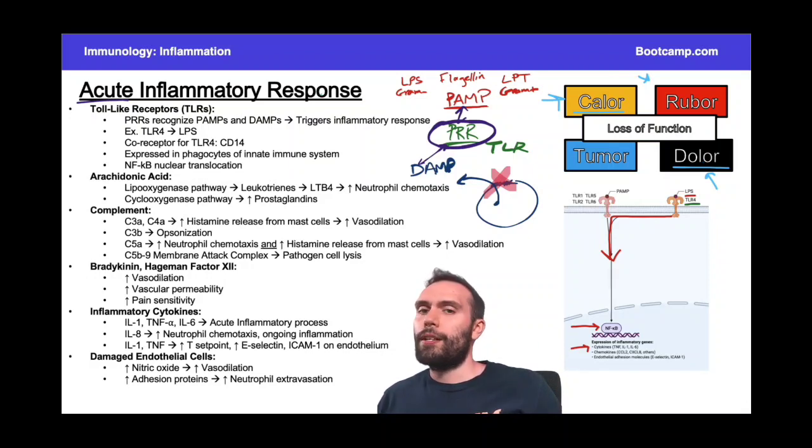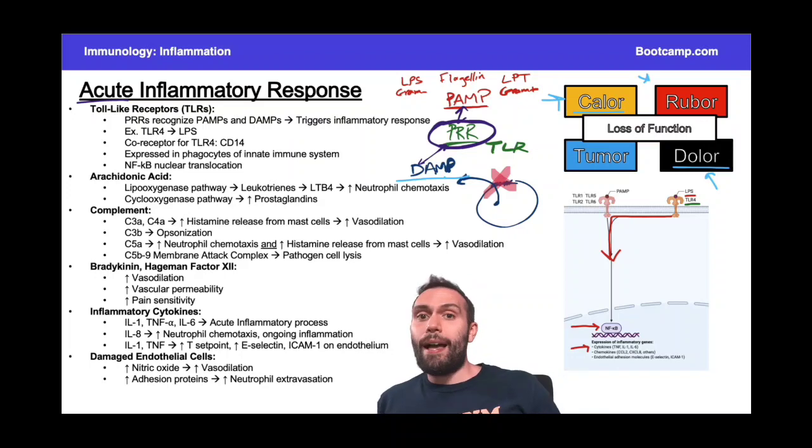When you roll your ankle, it doesn't have to be an infection that causes an acute inflammatory response, right? You can have an allergic reaction, you can have trauma to a certain part of your body, and those will also trigger the acute inflammatory response. You might be saying, well, Dr. Viso, how does that work? If there's not a pathogen there, who's going to stimulate these receptors? Well, I just told you, right?